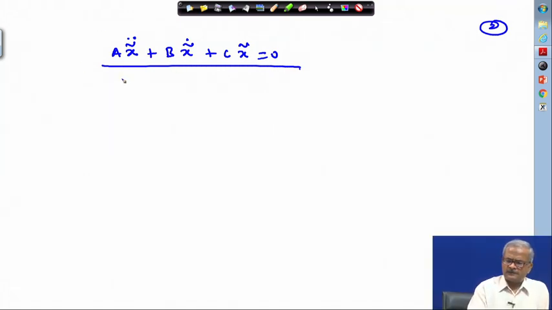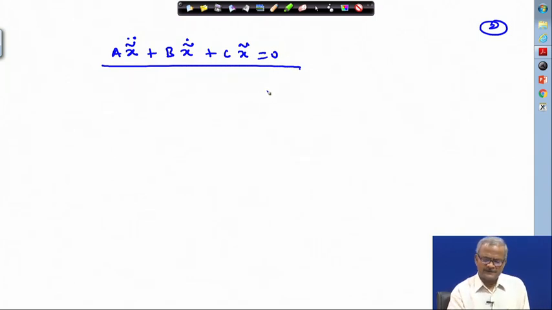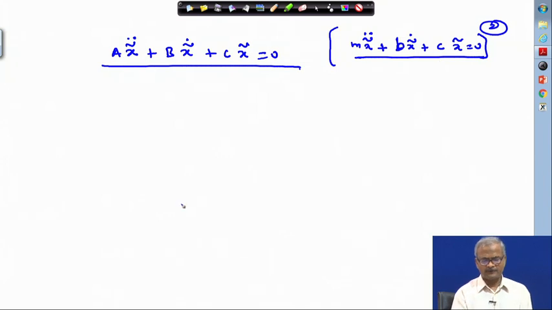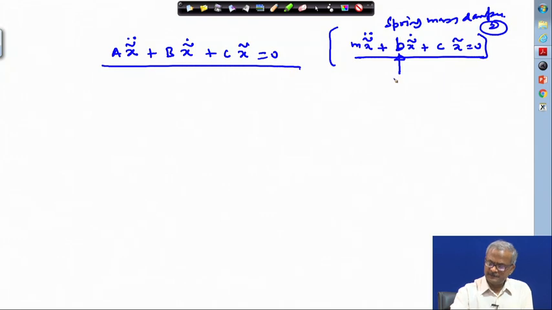For a spring mass damper system, if you remember, the equation appears in this format: x tilde double dot plus B times x tilde dot plus C times x tilde. So, it appears in the same format, but there is a difference. This is for the spring mass damper system. So, this B term is indeed the dissipative term.